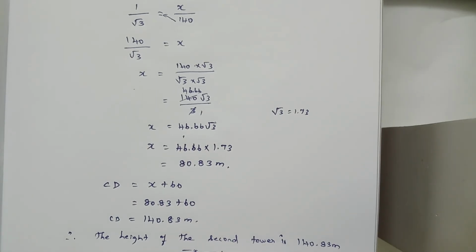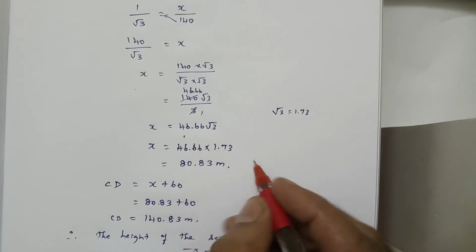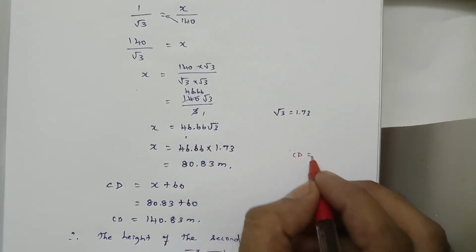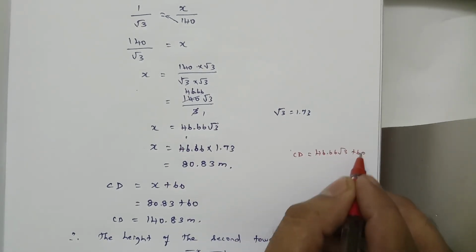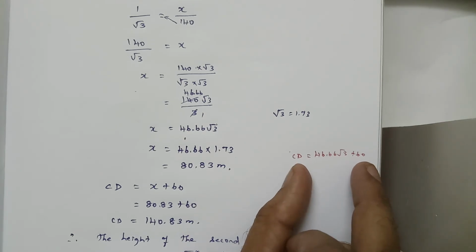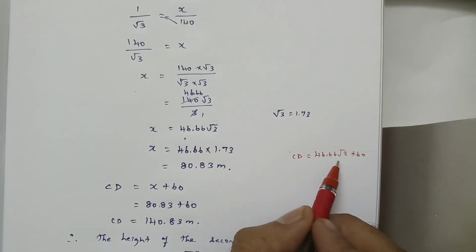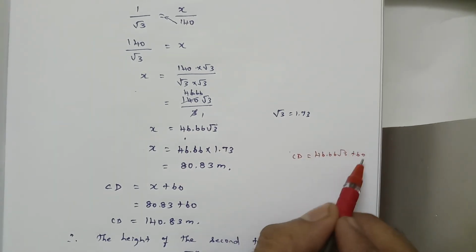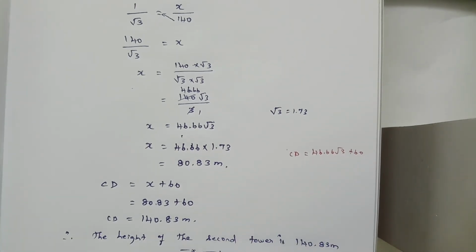Understood? You have to differentiate here. If this were the final solution, we could stop. If I kept it as it is, the height CD would be 46.66 root 3 plus 60, which has two terms. How can we call that the height of the second tower, 46.66 root 3 plus 60 meters? That's why I substitute the value of root 3, so we have only one term for the final solution.